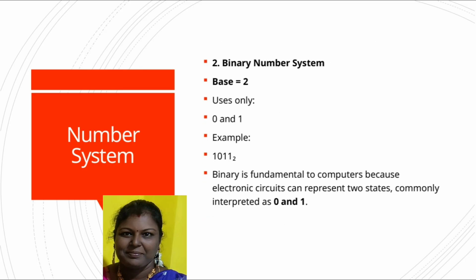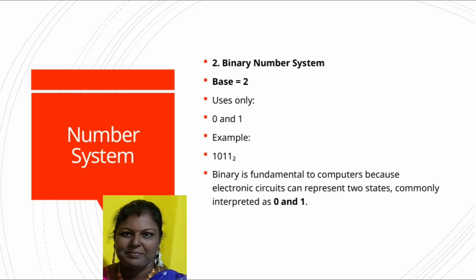Let's talk about the binary number system, the foundation of all modern computing. It's a base 2 system, which means it uses only 2 digits, 0 and 1. That's it. For example, the number 1011 in binary represents a value using just those 2 symbols. Why binary? Because electronic circuits naturally have 2 states, on and off, which we read as 0 and 1. This simple system powers everything from your phone to the largest supercomputers.